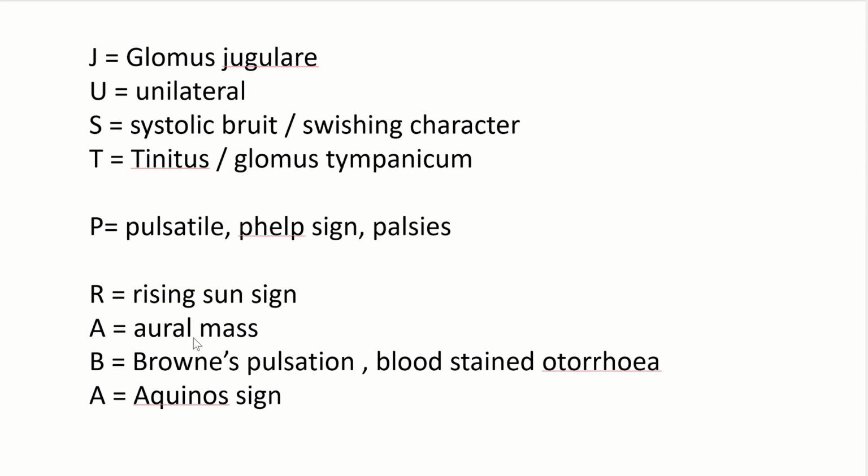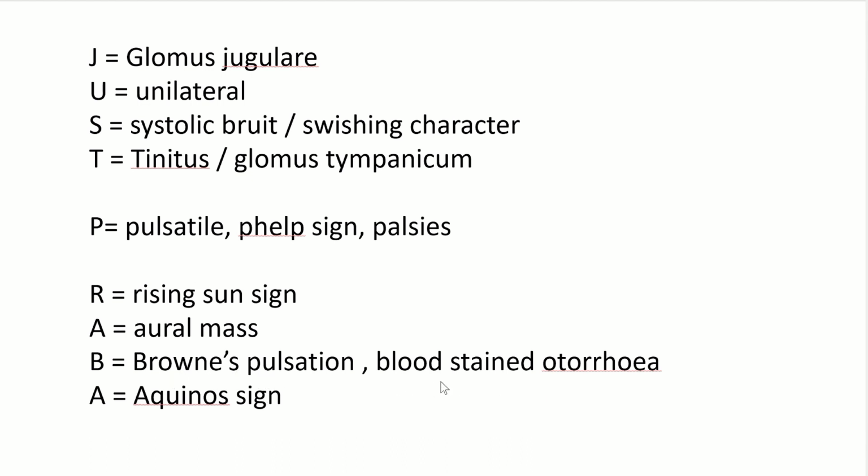A stands for aural mass. The tumor bleeds on touch. It looks like an aural mass, and when we touch it, it bleeds. B stands for Brown's sign, the pulsation of the glomus tumor in the middle ear when positive pressure is applied in the external auditory canal during otoscopy. We call that Brown's pulsation sign.